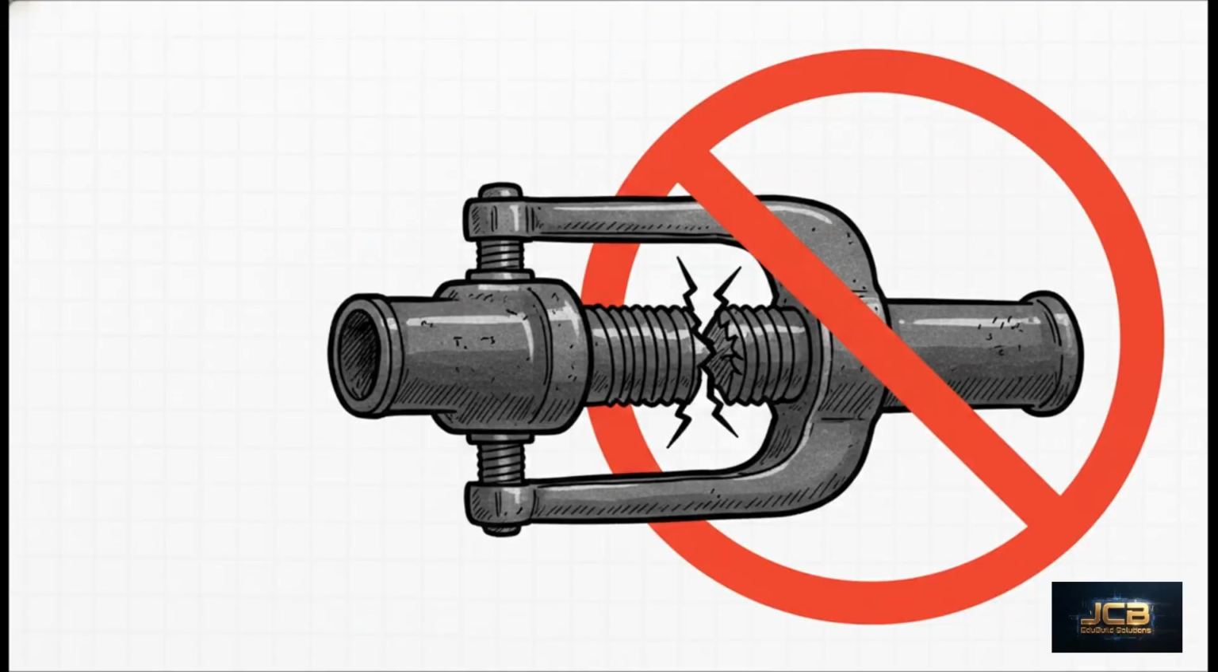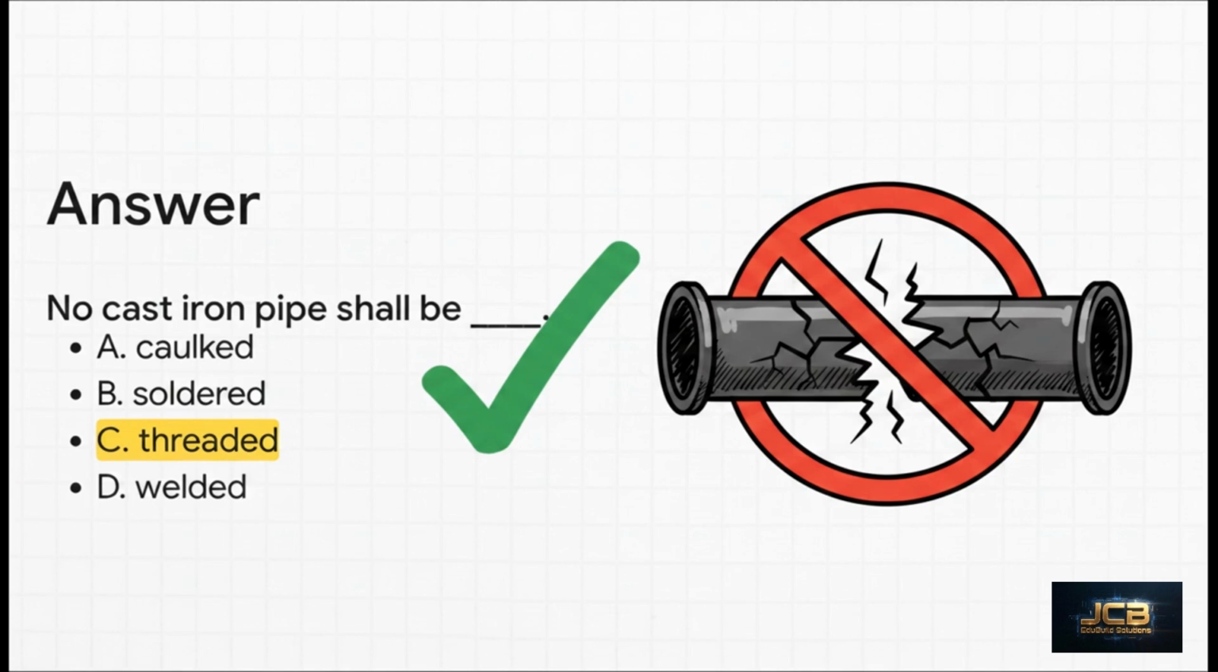All right, first question in the final section. Let's complete this code requirement. No cast iron pipe shall be, is it A, caulked, B, soldered, C, threaded, or D, welded? The correct answer is C, threaded.